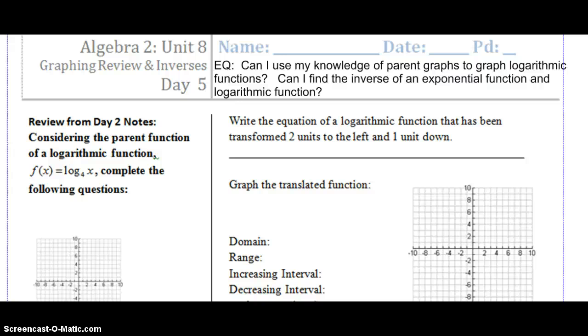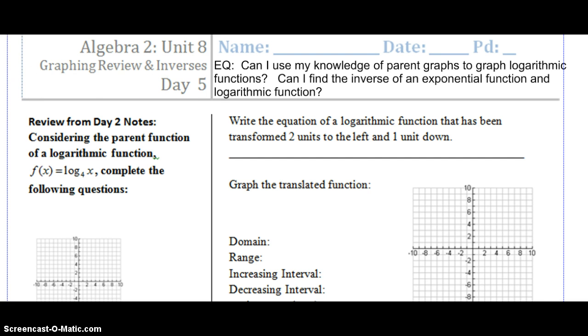Hello Algebra 2. This is the Day 5 notes, graphing review, and finding inverses. Our essential question is, can I use my knowledge of parent graphs to graph logarithmic functions? And can I find the inverse of an exponential function and logarithmic function?